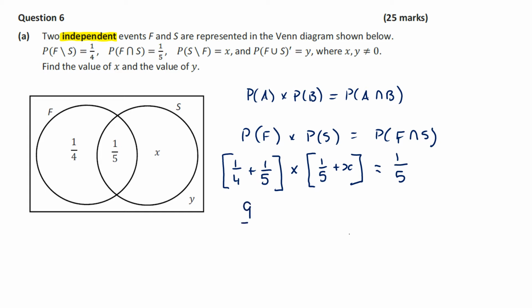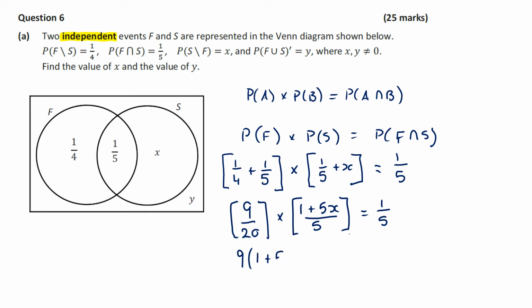So let's add those together. This goes to 9 over 20, and we're going to multiply that by a fifth plus x. You can write that as (1 plus 5x) over 5, that is perfect. And that's equal to 1 over 5. So we need to do a little bit of work with the multiplication. How you multiply fractions is multiply across the top and across the bottom. So we get something that looks like this, and that equals 1 over 5.